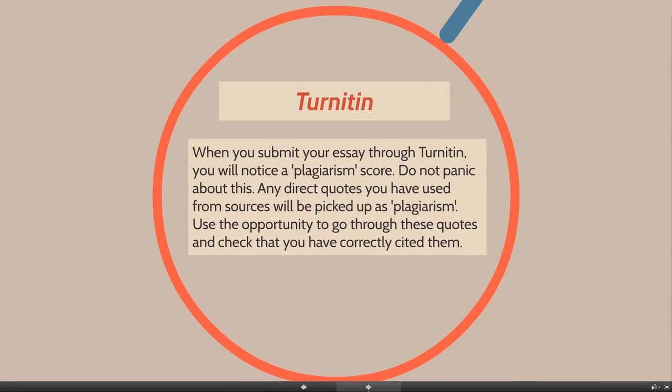Okay, so moving on to Turnitin. When you submit your essay through Turnitin, you will notice there is a plagiarism score, but please do not panic about this. Any direct quotes that you have used from sources will be picked up as plagiarism, and what you need to do is use this opportunity to go through these quotes or paraphrases and check that you have correctly cited them. It's very important to remember to cite paraphrased material. It's one of the mistakes that students often make. They think if they've got something from an external source, they don't have to worry about saying where it has come from, and you must formally state where you have got that information from.